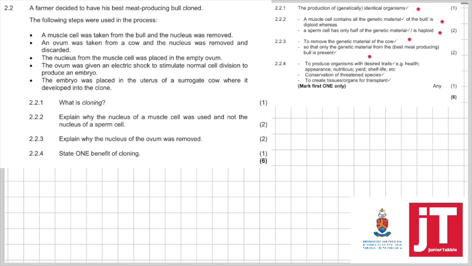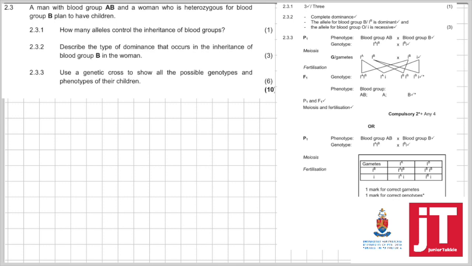Okay. 2.2.4. State one benefit of cloning. To produce organisms with desired traits. Example, when it comes to health, appearance, nutrition, yield, shelf life, conservation of threatened species, and to create tissues or organs for transplant. Right.